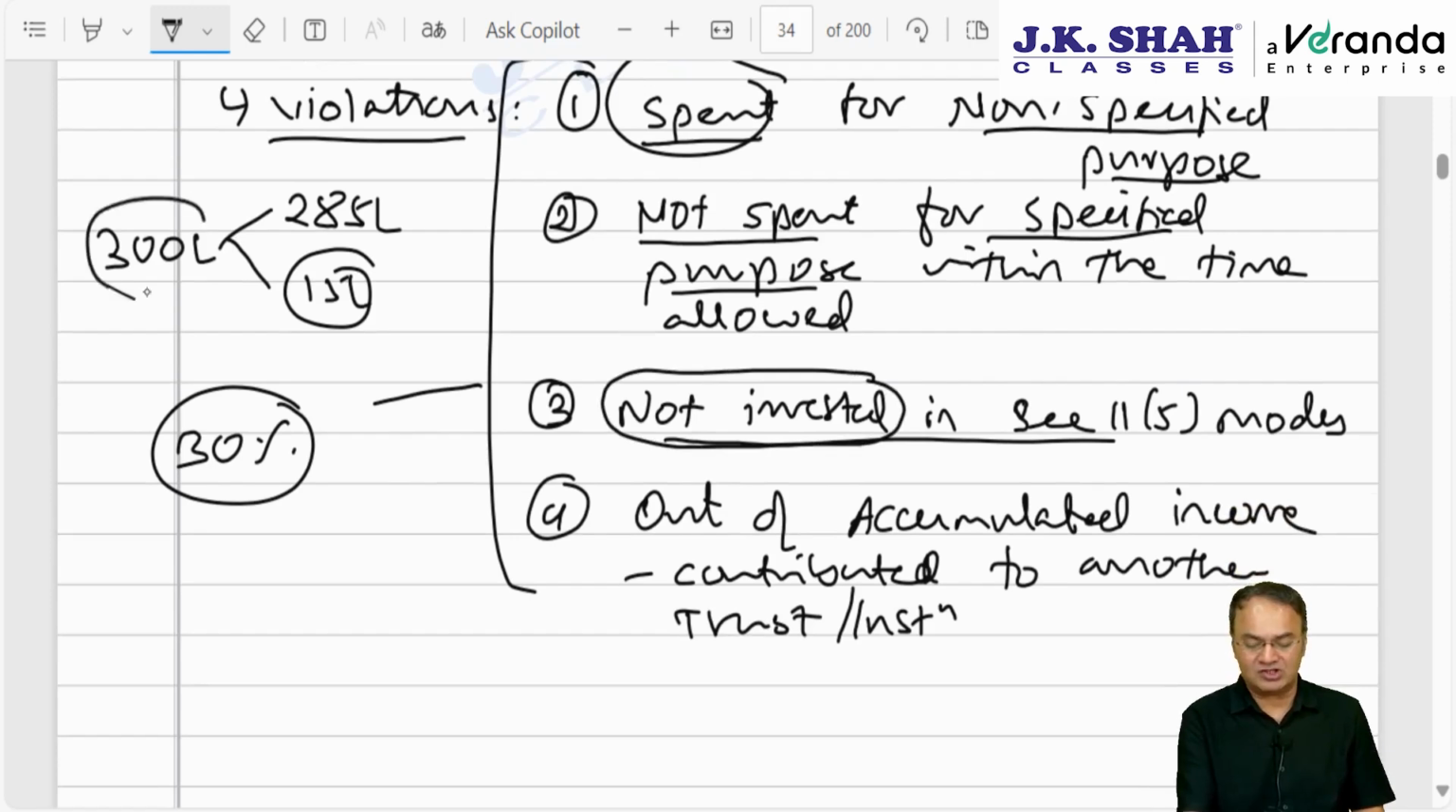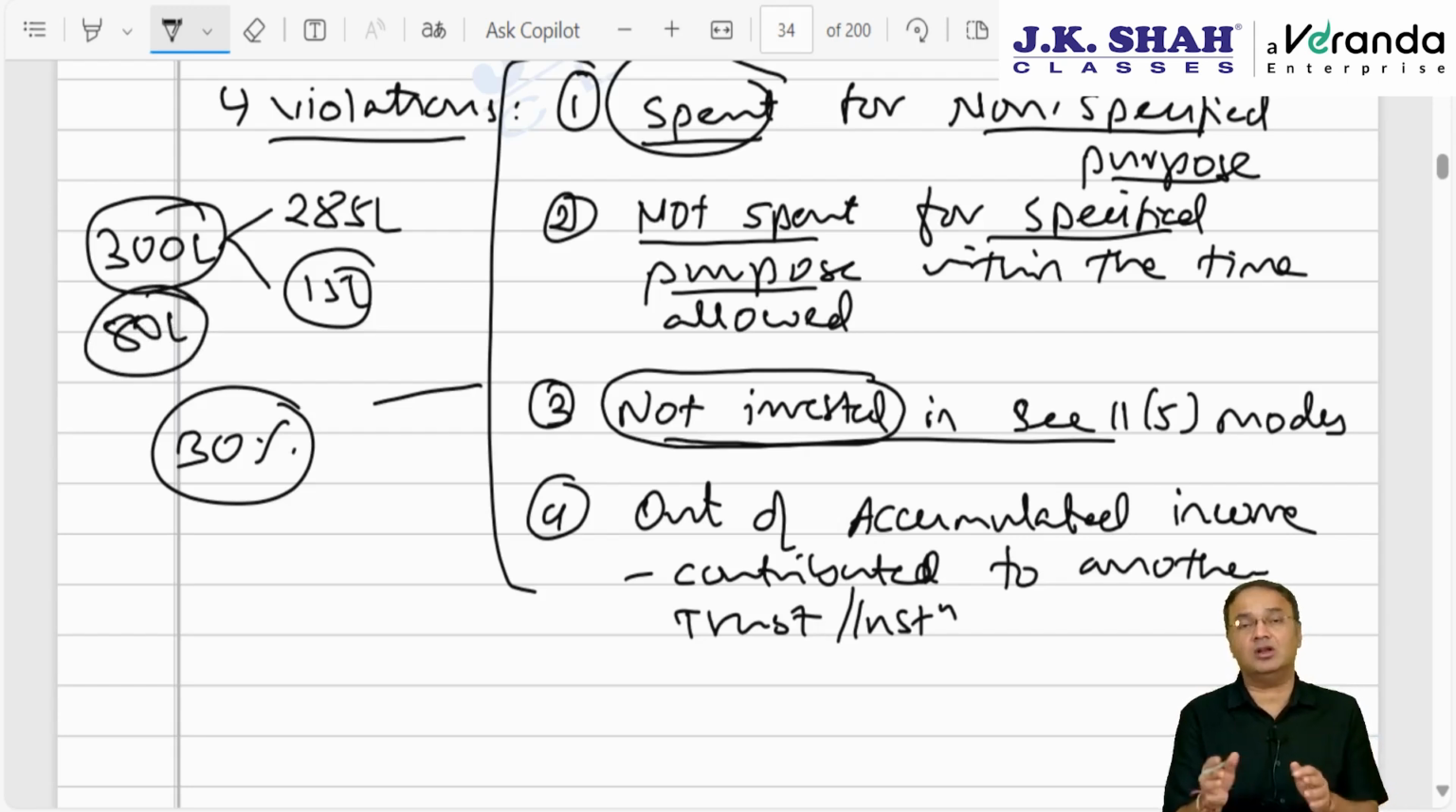So 300 lakhs is accumulated. Out of that, in the first year 80 lakhs is accumulated. If you recollect our example, out of the 80 lakh of the first year, the amount invested in specified modes is 60 lakhs. 20 lakh is not invested, then 20 lakh will become taxable.